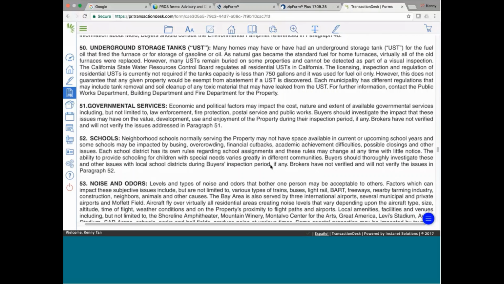Schools. Yeah, this is basically to warn the buyer that they may decide to buy a property because of a good school district, but then they may not have enough space available for upcoming school years. So even if they buy this property, they may have to wait before their kid can go to school over there. Okay.